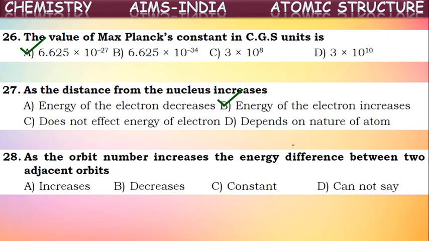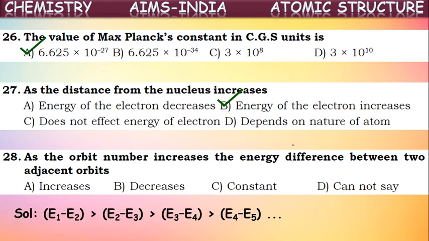In the same, one more question is there. Don't be confused here. As the orbit number increases, energy difference between the adjacent orbits. Of course, we came to know in the previous question, as the distance from the nucleus increases, energy of the electrons in the orbits increases. That's correct. But although the energy of the orbits is increasing, the difference between the adjacent orbits decreases.